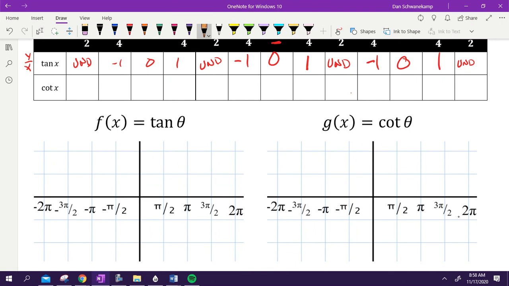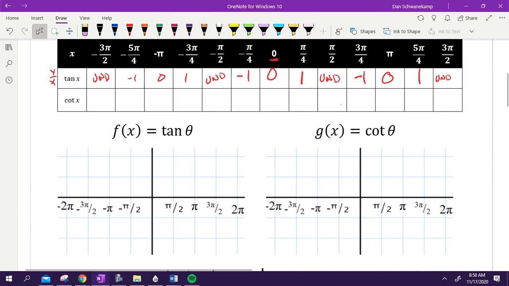Let's graph it. So at 0, I'm graphing 0. At pi over 4, I'm graphing 1. So not pi over 2, but somewhere in between there, I'm up there at 1. At negative pi over 4, I'm down here at -1. So it's kind of like a 3-dot little guy there. At pi over 2, it's undefined.